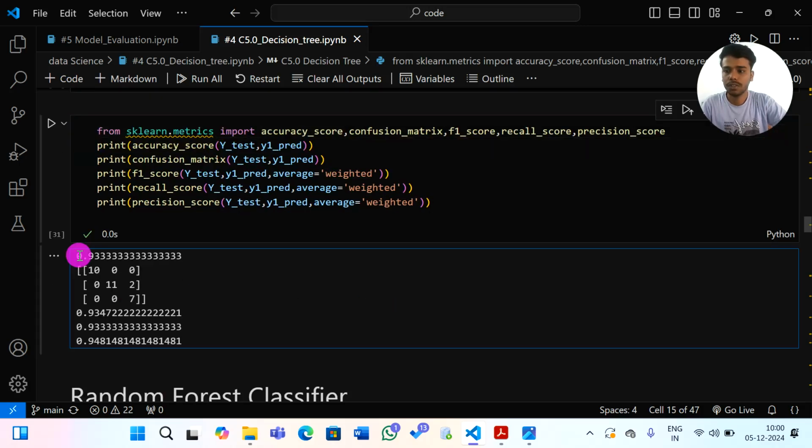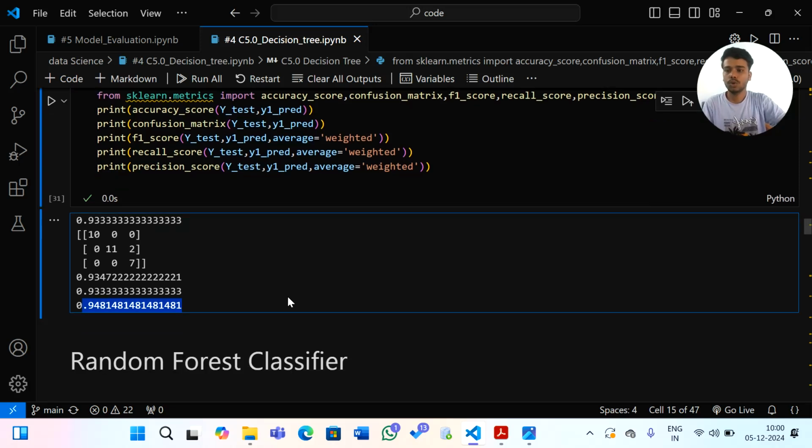So what is the accuracy? It is 0.933 and so on, and this is the confusion matrix. In this model we had three outputs, so this is a 3 cross 3 matrix. Then this is the F1 score, this is the recall score, and this is the precision score. So this was for the C5.0 decision tree.